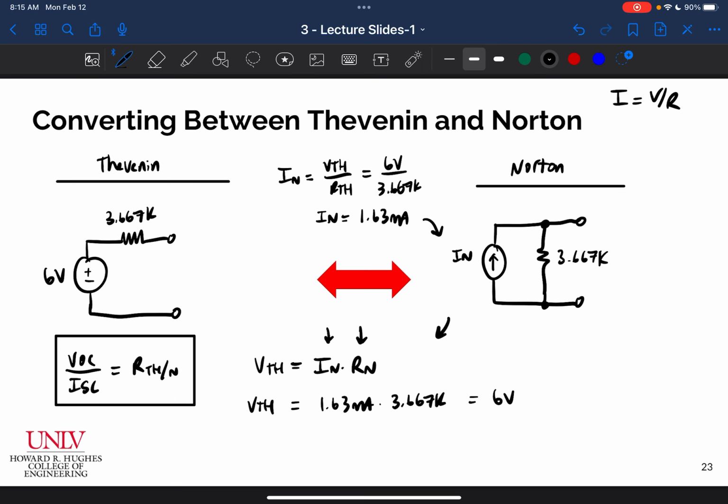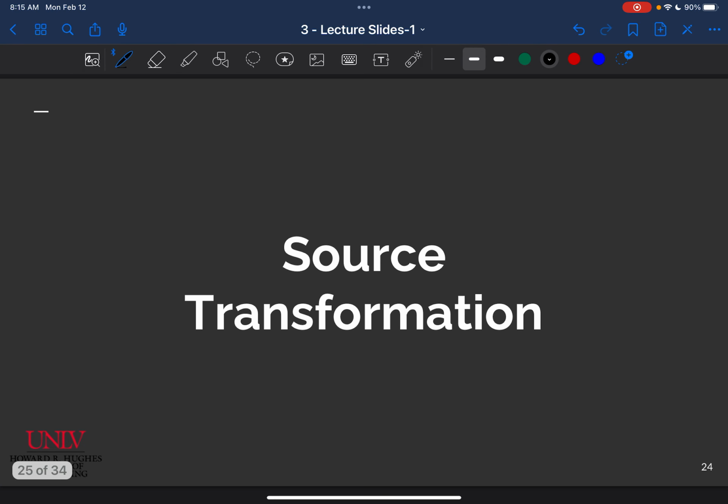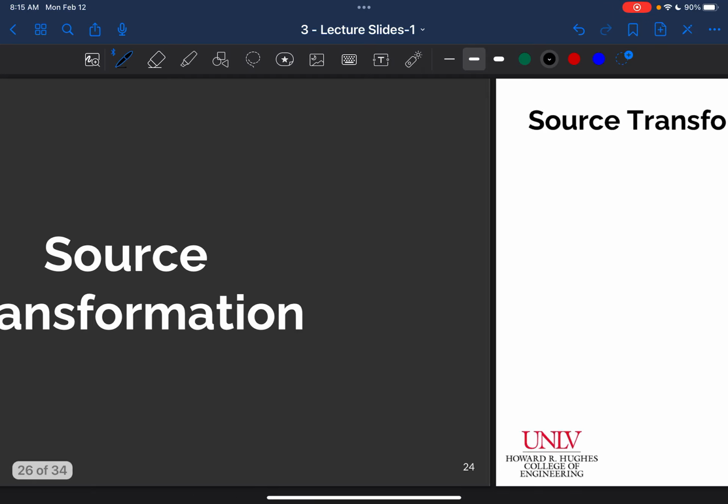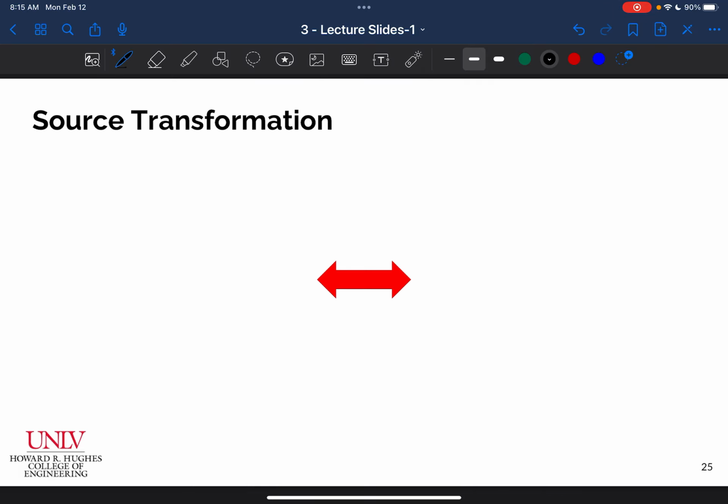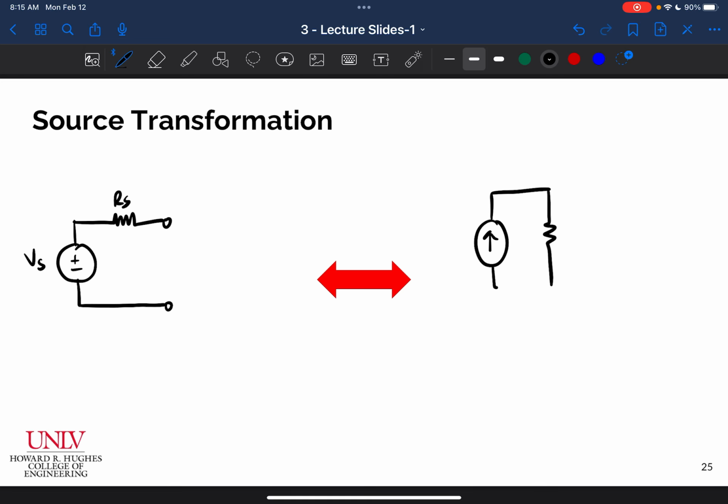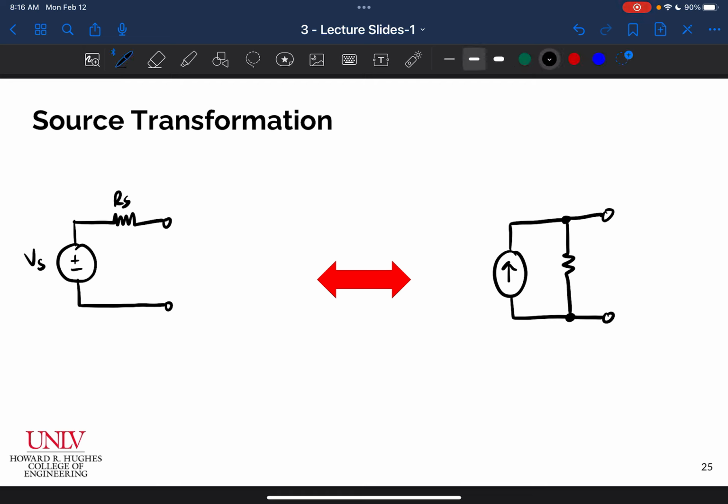This is for the context of Thevenin and Norton. And source transformation is the general context for solving DC circuits. We can use this property that if I have a voltage source in series with a resistor, let's just call it V source and R source, I can replace that with an equivalent current source in parallel with a resistor in general. This doesn't need to be in the context of a Thevenin and Norton equivalence. Rather, these are just equivalent circuits.